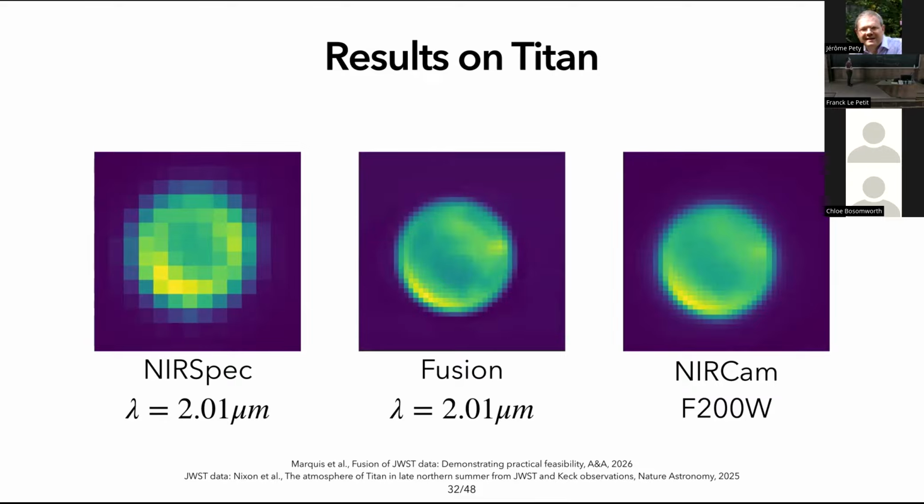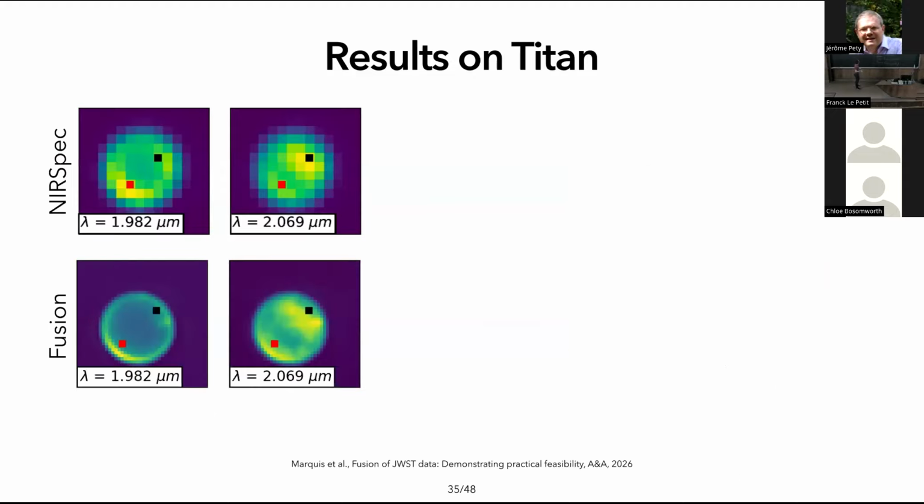Here at 2.01 micrometers, we can start to see the surface of Titan. Once again, I could say the same thing: the spatial information of NIRCam is well recovered. At 2.06, we can see the surface once more. And at 2.1 micrometers, it's quite the same. I could show you this on thousands of wavelengths, because we have thousands of wavelengths with NIRSpec. So that's for the spatial side.